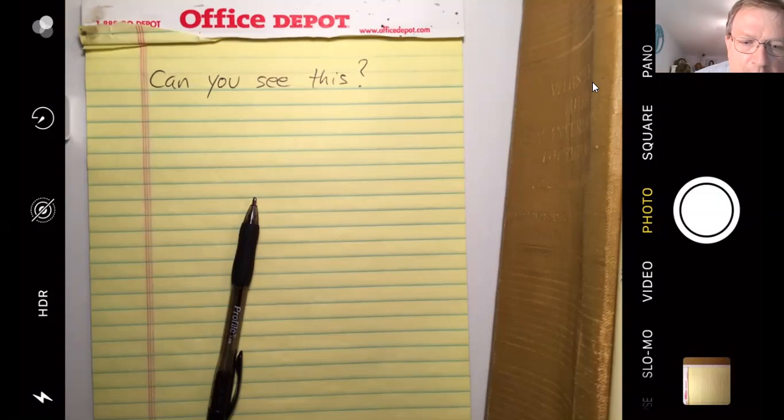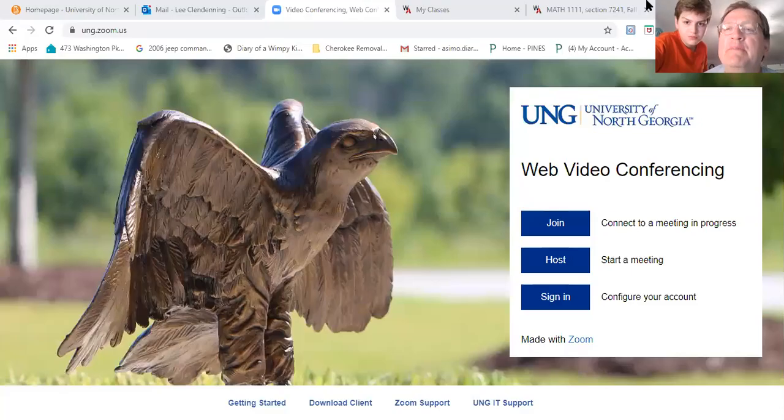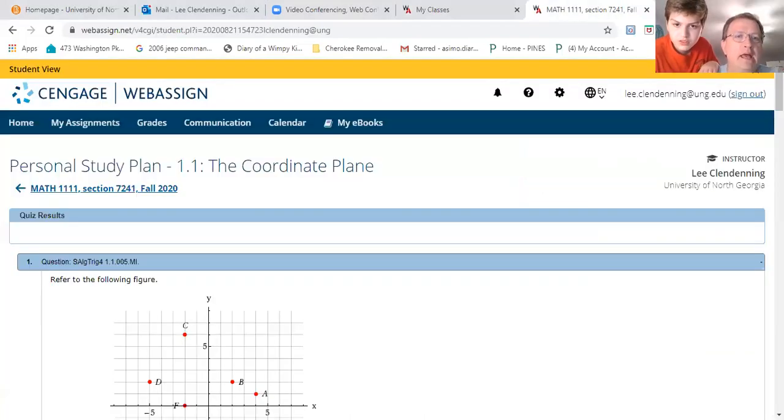Maybe I should go ahead and see if I can get to the WebAssign form. Let me see if I can get to the WebAssign form. One of these tabs here, right there. Oh, it's right there. How did I get that menu off? There we are. Okay, here is the WebAssign. Can you all see this? I've loaded up Personal Study Plan 1.1, the coordinate plane. Can you all see this? Yes. Okay.